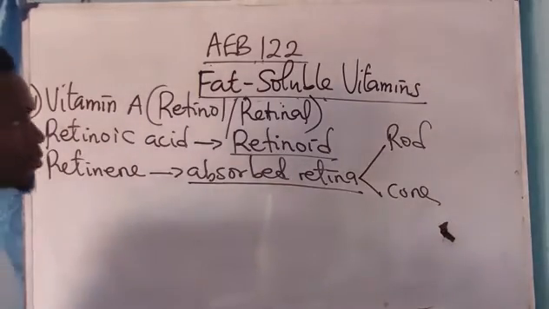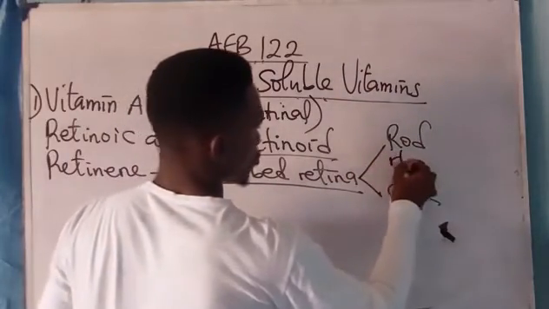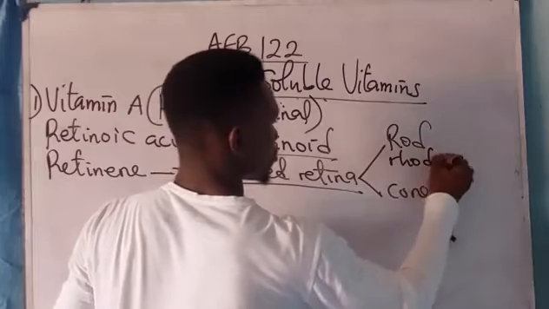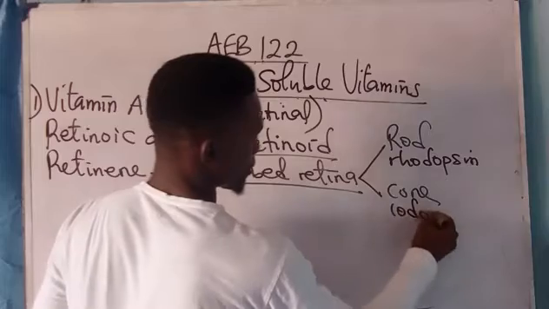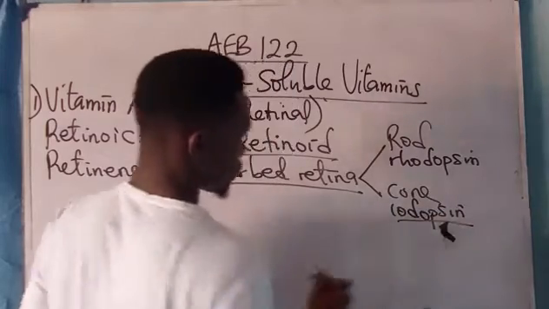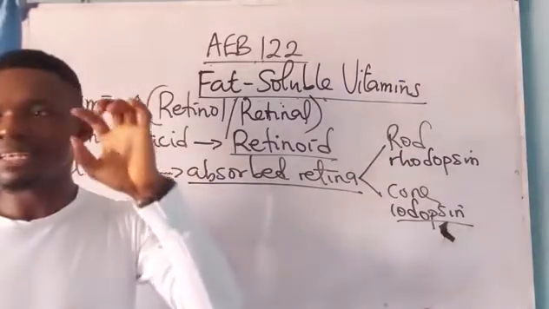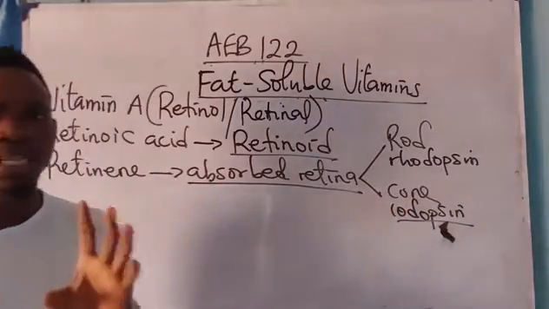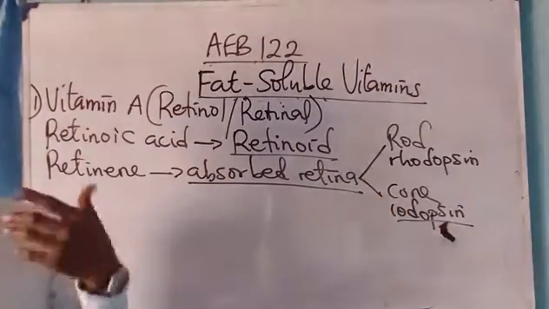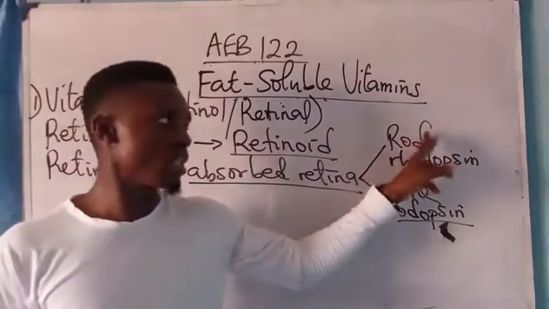Now, the important chemical found in the rod is called rhodopsin, while the one found in the cone is called iodopsin. And of course, the rod is sensitive to low light intensity, while the cone is sensitive to bright light. That's why nocturnal animals see clearly at night rather than in the day, because they have more rods than cones.